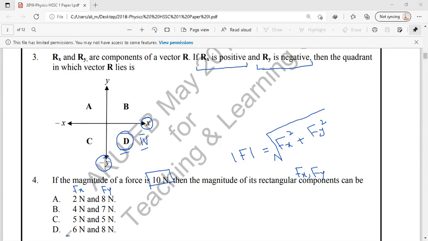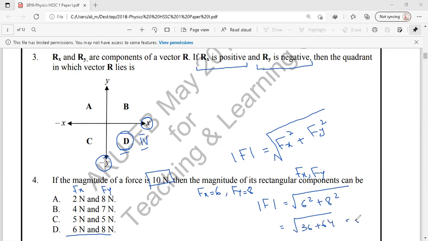So let's check this option where fx is equal to 6 and fy is equal to 8. सो अगर हम इन दोनों वैल्यूज़ को सब्स्टिट्यूट करें इस एक्सप्रेशन के अंदर, so 6 square plus 8 square, that will make this expression 36 plus 64, that is equal to square root of 100, and the square root of 100 is equal to 10 Newton. So these are two components fx and fy that make a vector of magnitude 10. So the correct answer for this question would be option D.